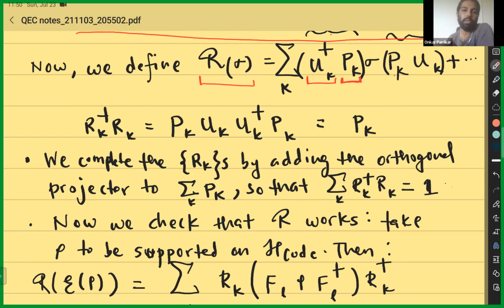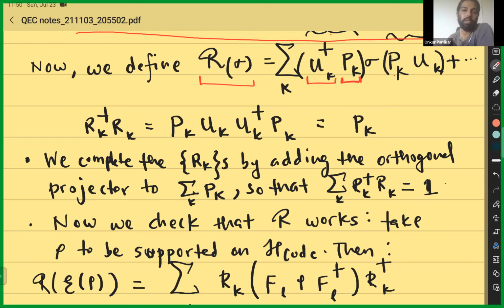But nevertheless, that's just intuition. The way you write the recovery channel is this. I have to tell you how this recovery channel acts on the general density matrix sigma. You plug the sigma in here, you project it onto these kth subspaces, these images of the code subspace under the kth Krauss operator, and then you rotate back by these UK.